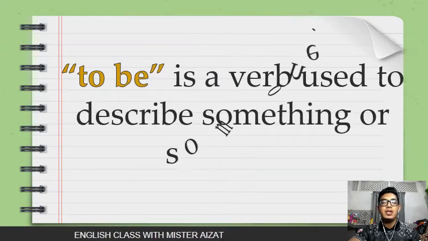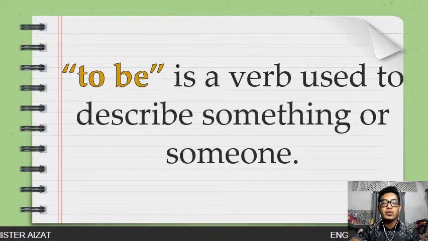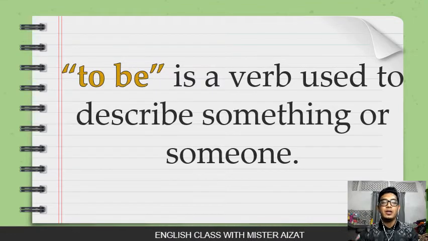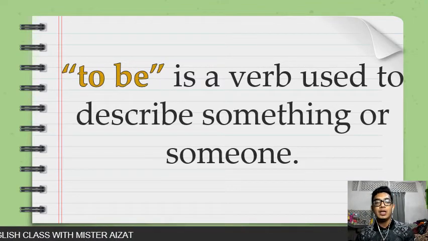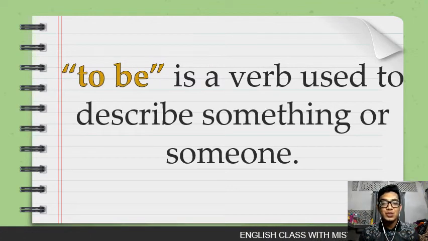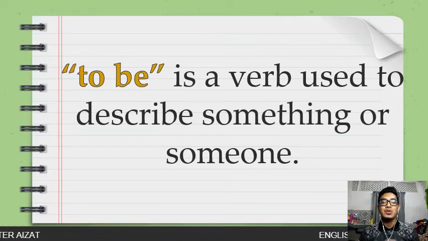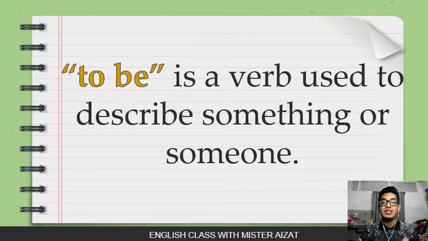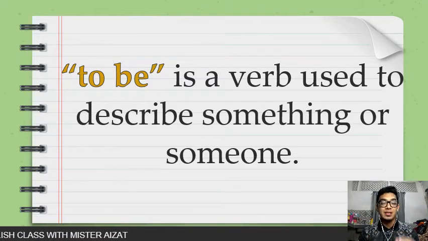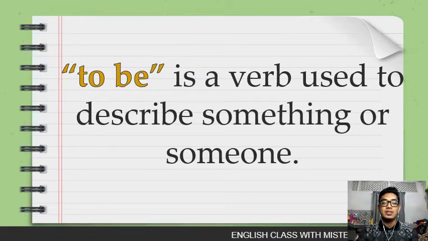So to be is a verb used to describe something or someone. Verb to be ni digunakan untuk menggambarkan sesuatu ataupun seseorang. So awak mesti ingat, verb to be is a verb used to describe something, sesuatu, or someone, seseorang.